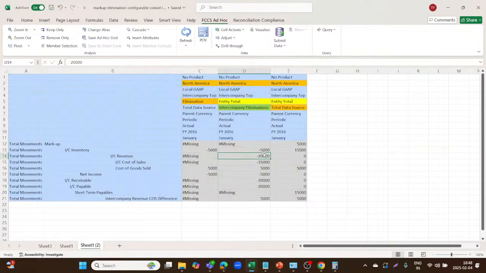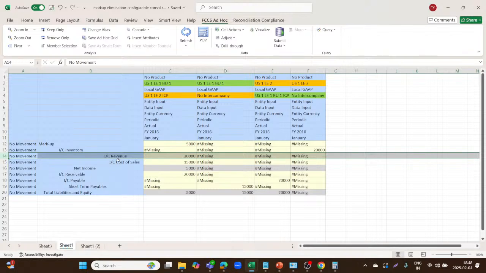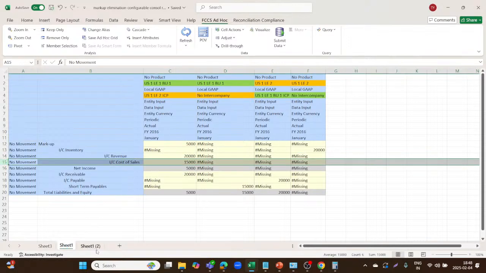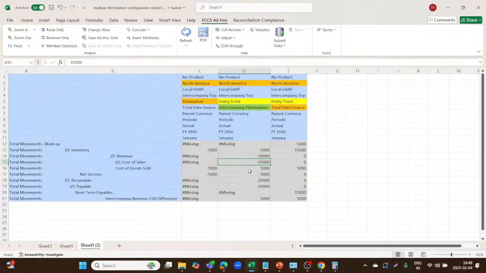That's why it is saying minus 20,000 in intercompany, because everything will be booked in the intercompany elimination data source, because we are mentioning the member for data source as intercompany elimination only. The cost of sales is being reduced by 15,000. The cost of sales is 15,000, that is the holding company cost of sales, so we are removing that. Here you can see the net income is nothing but 5,000. Intercompany receivable is minus 20, and short-term payable.